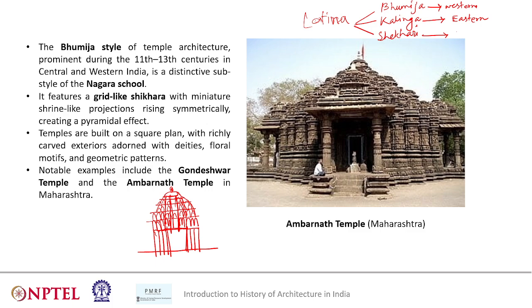The Shikhari style you have seen in the example we were discussing earlier for the Latina style. One of the best examples is definitely the Kandariya Mahadeva temple. So in Bhumija style, you can see these horizontal bands. Even in this image, I hope you can see there are several smaller spires, but the spires still maintain some kind of horizontality. There are various examples, but notable ones include the Gondeshwar temple in Maharashtra as well as the Ambarnath temple in Maharashtra.